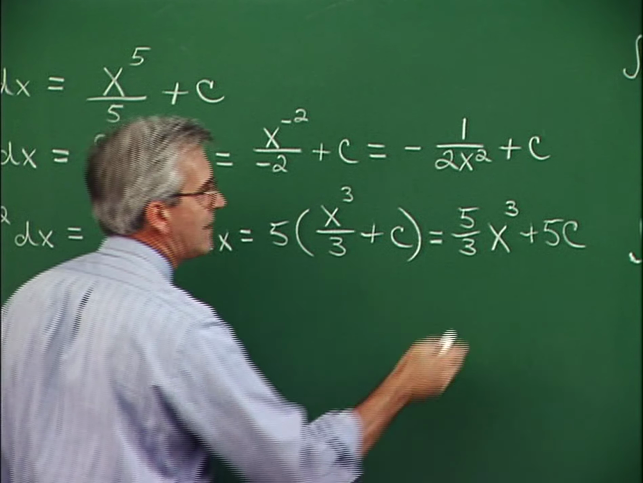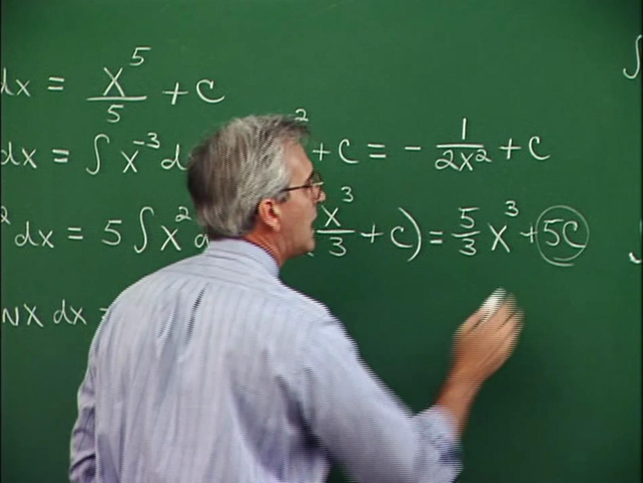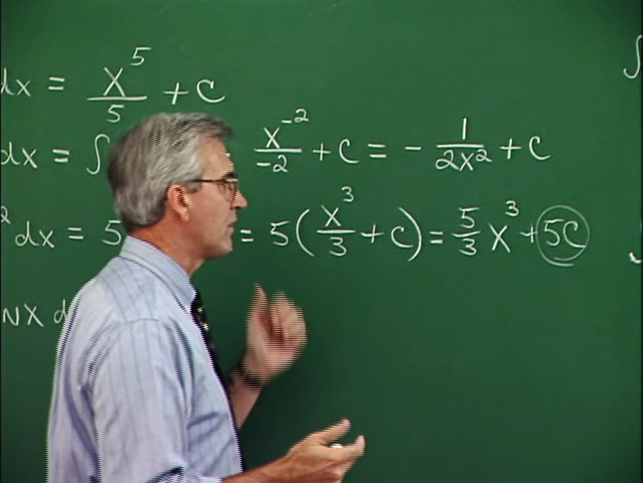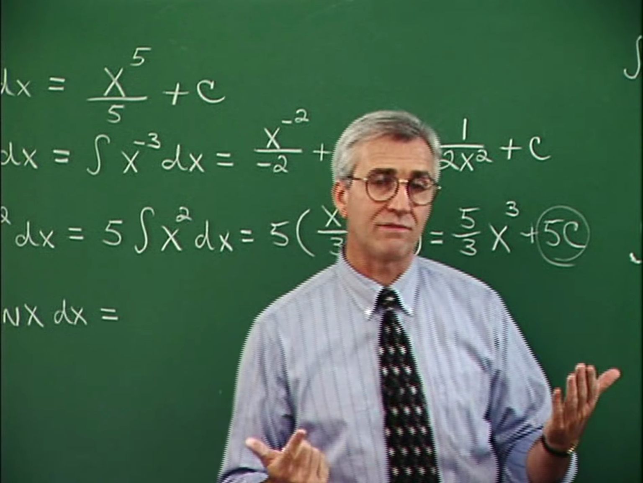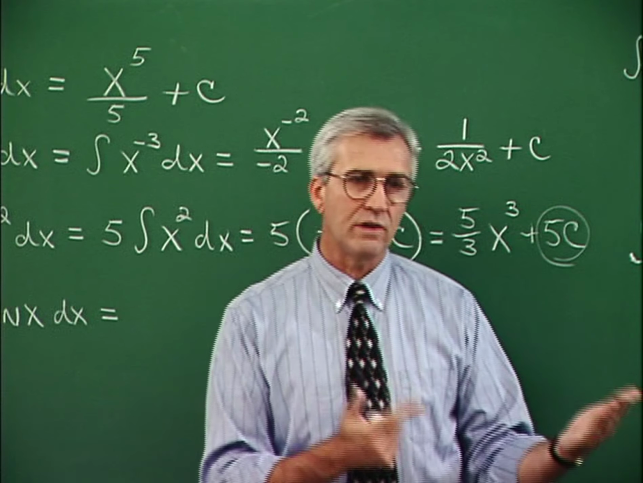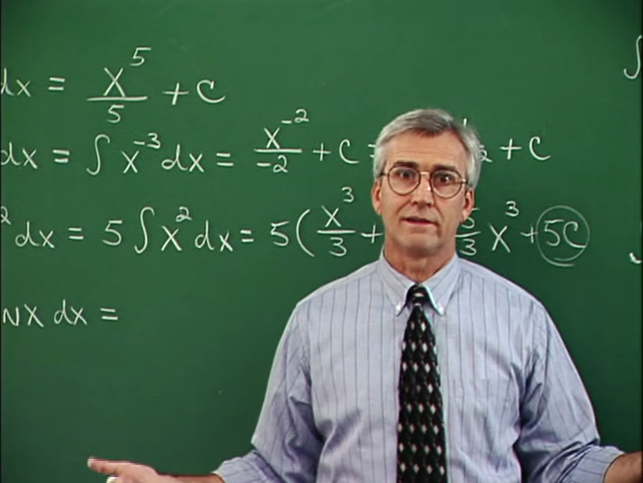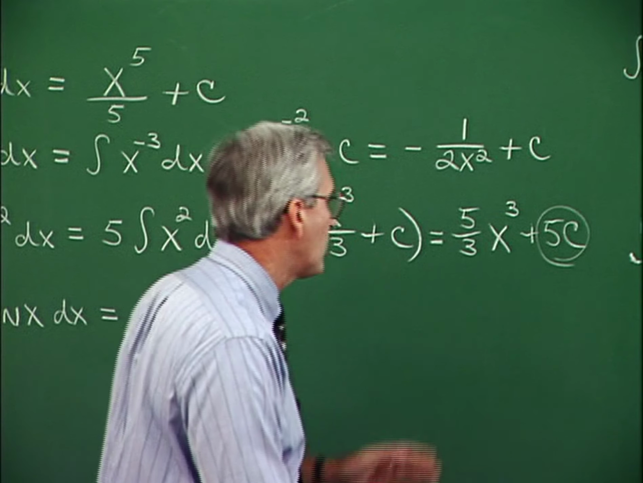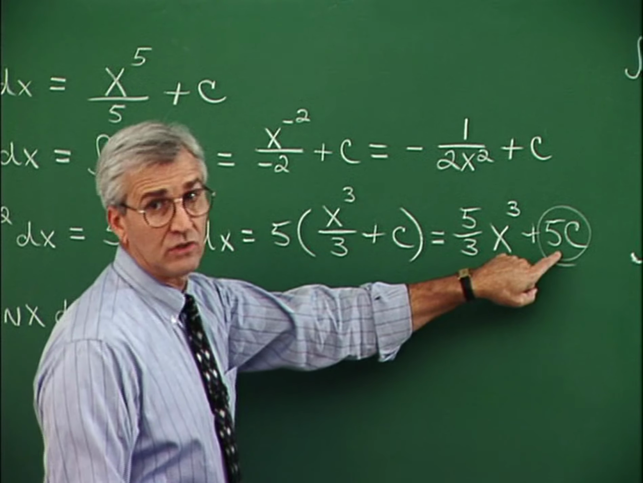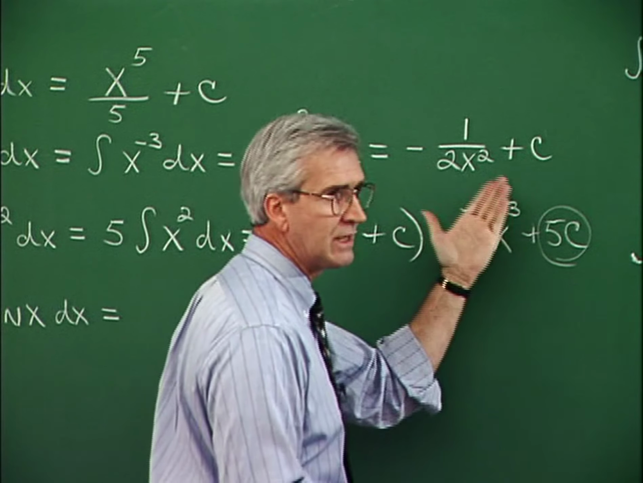Now, this 5c, though, the constant here can always be referred to as simply c. We don't have to put a coefficient onto a constant. It's still a constant, you see. So we really would just write this as a c. We wouldn't put the 5c on there.